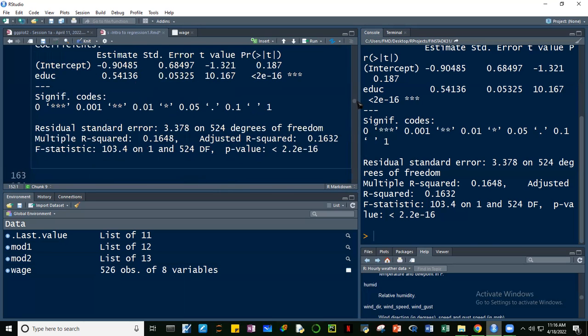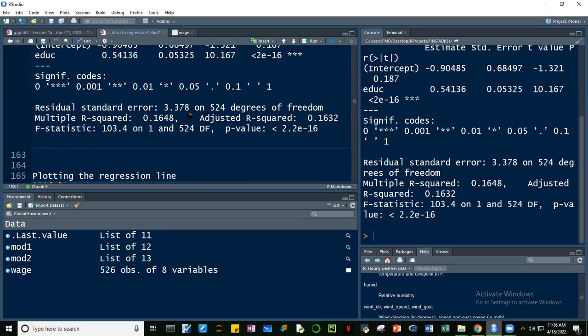Okay, and how about the overall goodness of fit? Okay, we can see that here. Our overall goodness of fit is the adjusted R squared. This means that our model can explain 16.32% of the variability of your dependent variable hourly wage. Okay, and our ANOVA, this is the overall goodness of fit, and it's statistically significant.